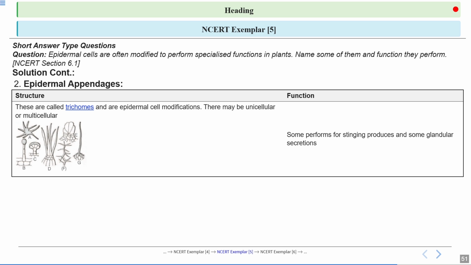For example, some of the substances they secrete do not allow the grazers to graze them, because they release alkaloid substances that are not taken easily by the browsers, like herbivorous animals. Now, what is the function of these trichomes? Some perform stinging, and some produce glandular secretion, right?